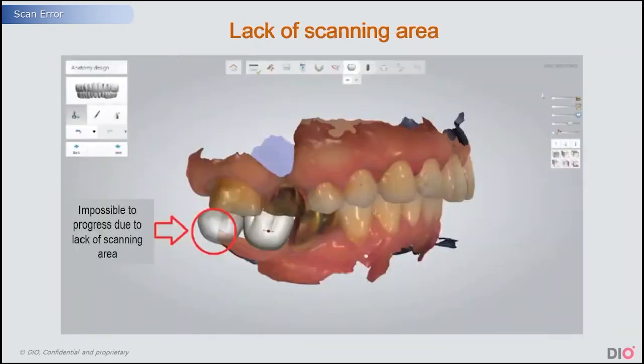This case lacks scanning area. The teeth were well scanned, but there was lack of scanning in the implant placement area. 2 implants need to be placed, but implant planning cannot be performed because the gingiva in the first molar is not scanned. In particular, in this free end case, sufficient data must be obtained by scanning a wider area.